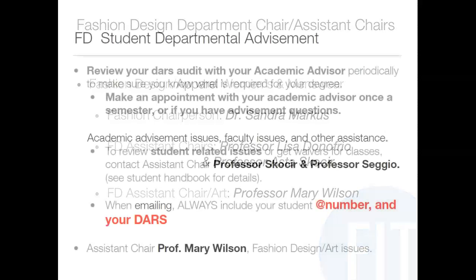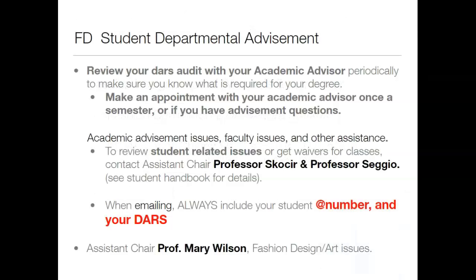Your DARS is a degree audit that reviews your progress towards your degree and reflects the courses you have completed and are currently in progress of completing. When you meet with your academic advisor from the Academic Advisement Center, ask them to review how to read your DARS. You should meet with your academic advisor at least once a semester to make sure you are on track to graduate. If you have academic advisement questions, your academic advisor is the person to go to.